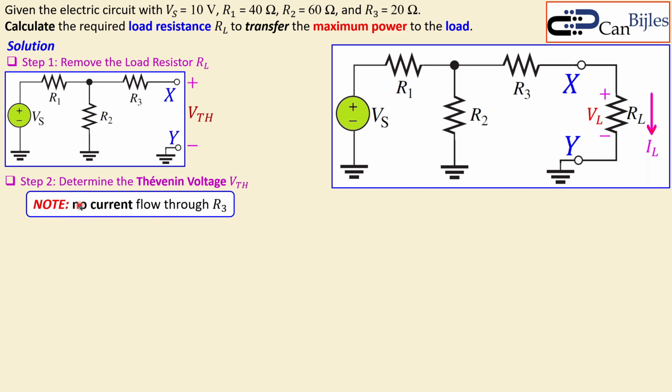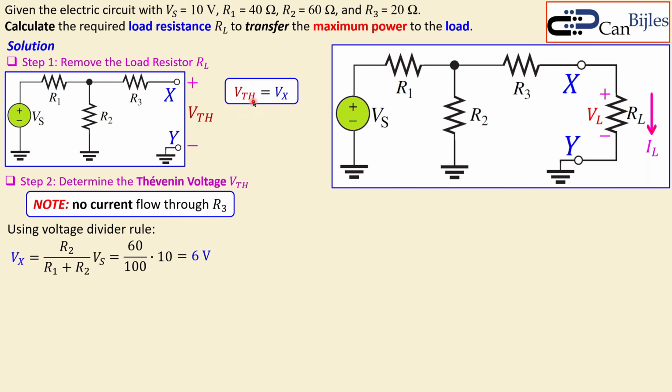And note, no current will flow again through R3. So using the voltage divider rule, R2 over R1 plus R2 times Vs is the Vx. That is the voltage at this node, which is also the VTH. If I now substitute the values, 60 over 100 times 10, you will get 6 volts for the Vx. And Vx is also the Thevenin voltage. So the Thevenin voltage is now 6 volts.